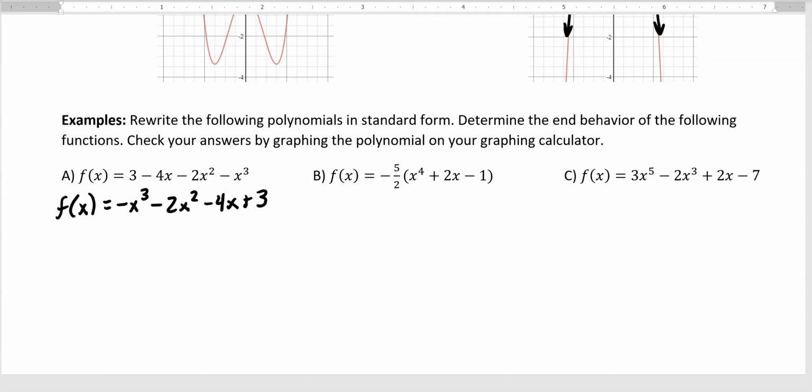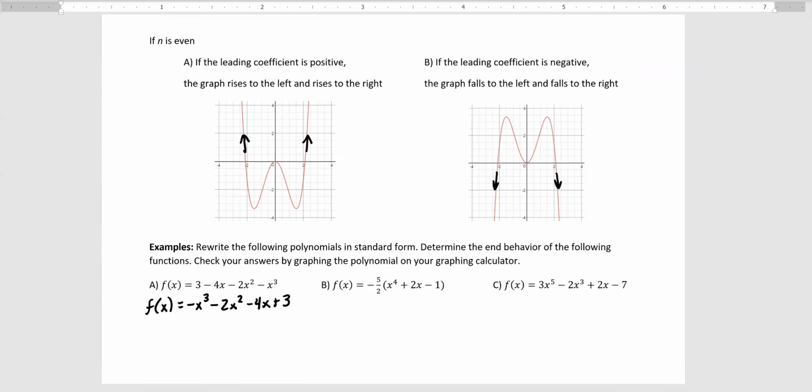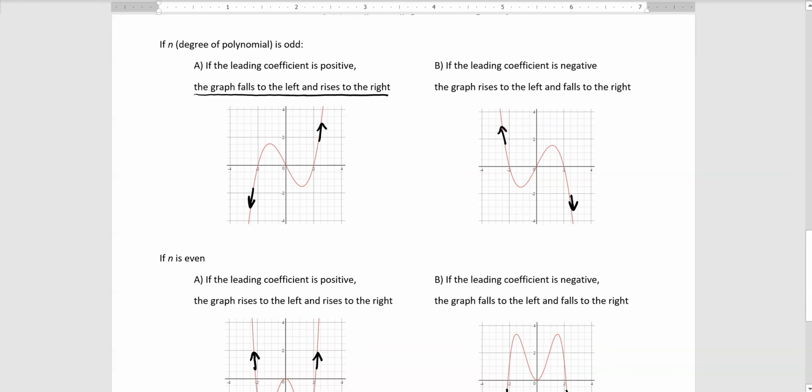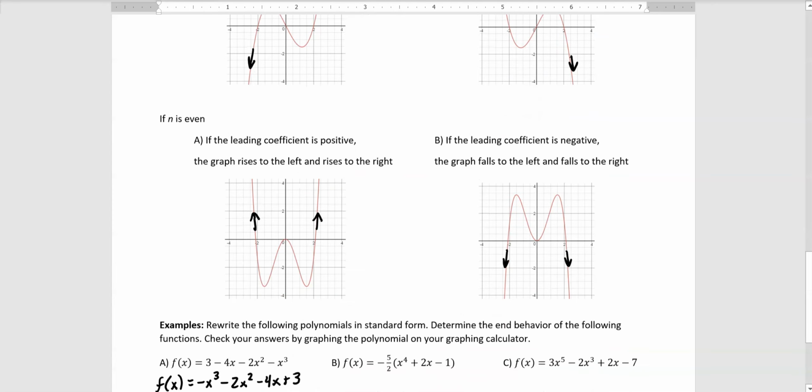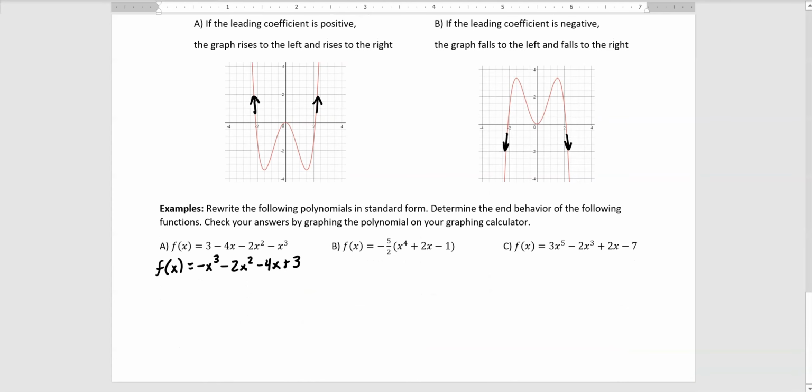So I have an odd polynomial with a negative leading coefficient. So that means, if I check my graph up here, odd polynomial with a negative leading coefficient, that would give me this situation. So this graph rises to the left and falls to the right. And that's what I would put here. That's my answer. Rises to the left and falls to the right.